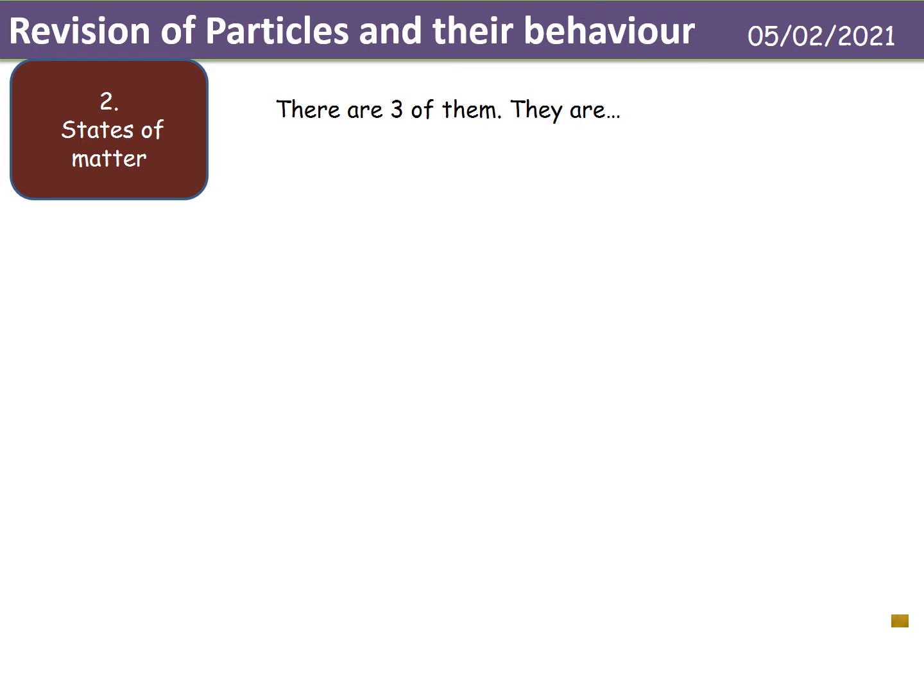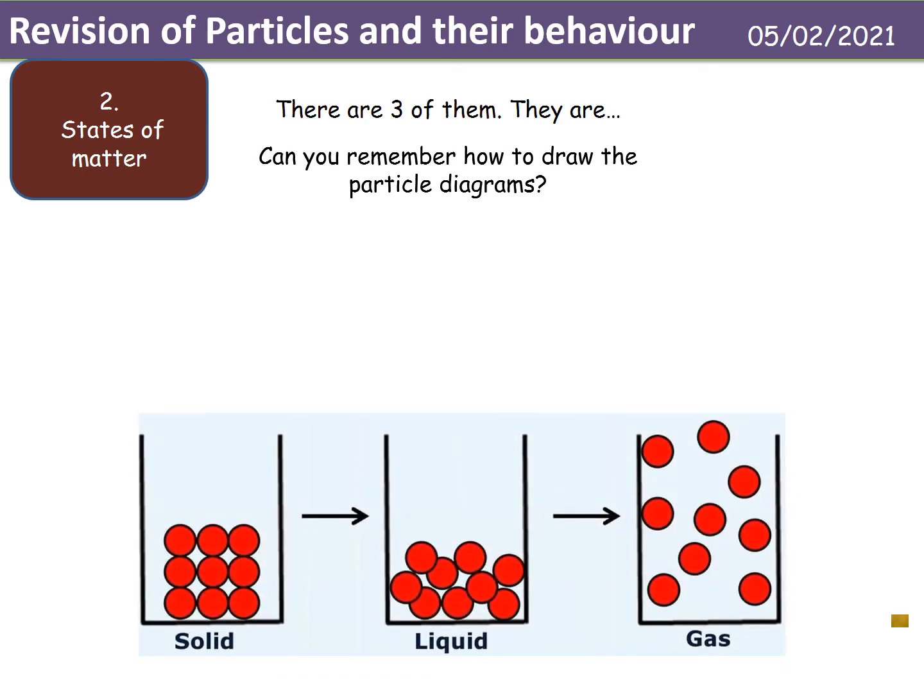There are three types of states of matter. Can you remember what they are? You can pause the video now and have a go. Can you remember how to draw the particle diagrams? Now in the picture you've got a solid, a liquid and gas particle diagram.